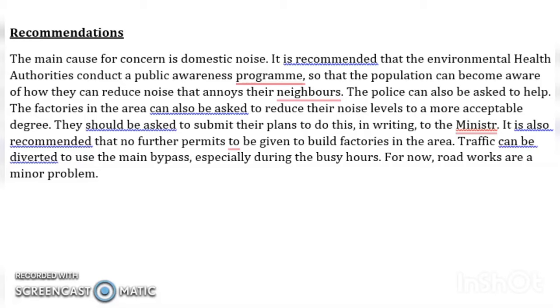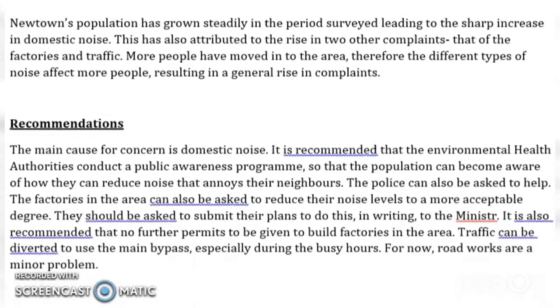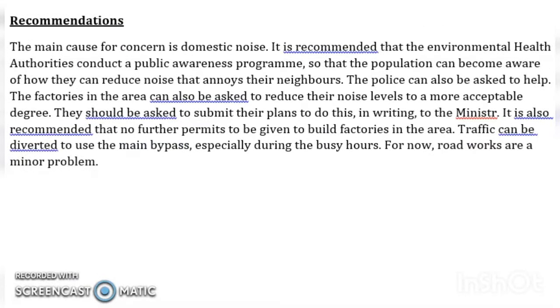Okay, students, you notice that conclusion came before the recommendations. This is something different to your expository essay, where conclusion is always the last paragraph. In report writing, recommendations is the last paragraph. So the main cause for concern is domestic noise. That was obvious. We saw it in the graph.